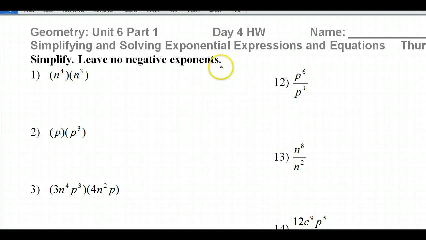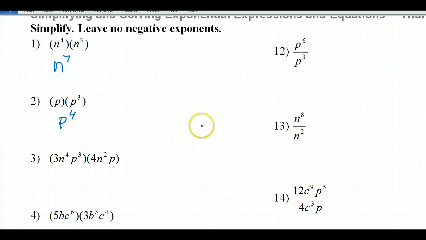Alright, this part of the lesson is all about simplifying exponents, but most of this stuff is real simple. For example, in a case like this, am I going to add or multiply? I'm going to add. So this one should be n to the 7th power. That's it. Same thing here. 1 p, 3 p's. That's going to be p to the 4th power. That's all it is.